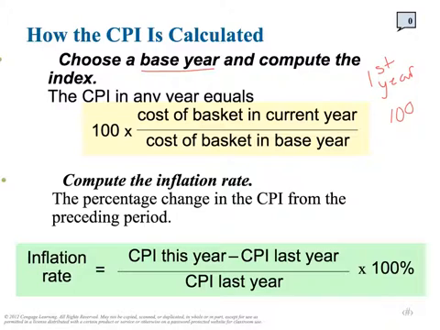The next step then is to compute, so that would be our fourth step there. And then our fifth step is to compute the inflation rate. And how we do that is just a simple percent change. So we take the most recent information, we subtract the prior year, and then we divide it by the prior year. So it's just simply a percent change like we would do in mathematics.